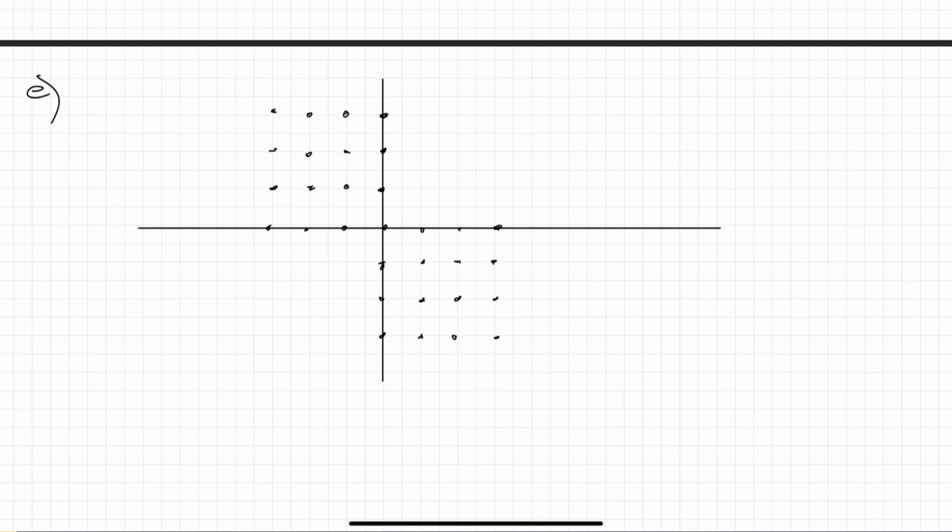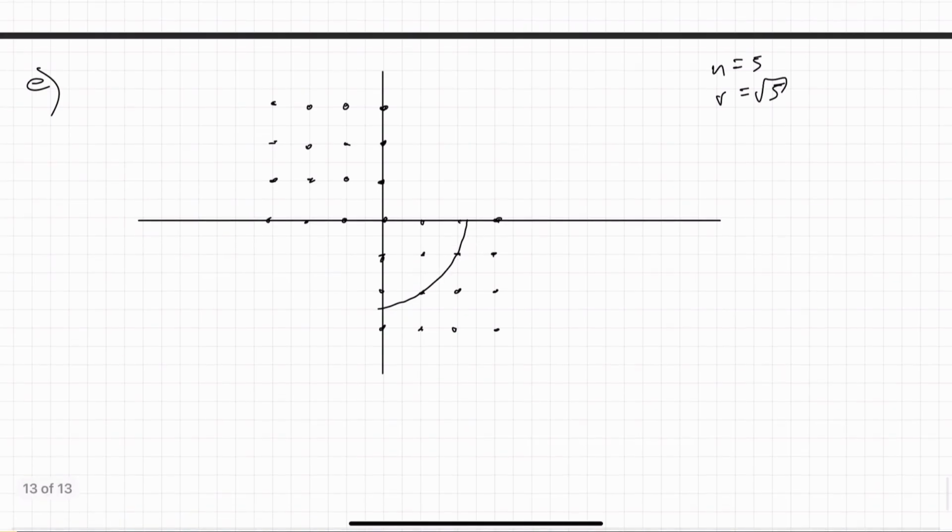And nearly done. So again, let's consider the case where n is equal to 5, so the radius is root 5. So that means it's going to pass through which point? It's going to pass through here and here. So we'll do it like this. We can get rid of these circles. And then over here, it's going to pass like this. So here are 2 quarter circles.